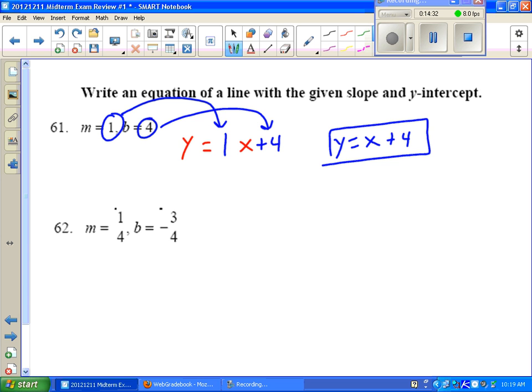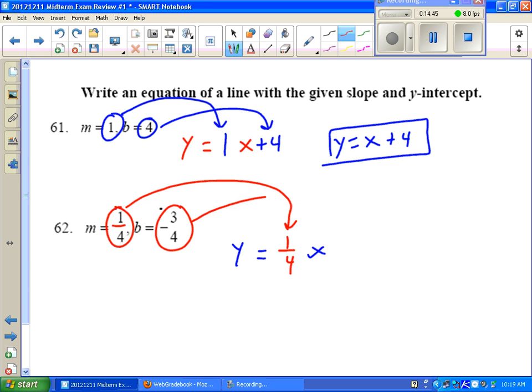For the next one, you can do likewise. Leave y, leave equals, and leave x. Plug in m, which is 1/4 in place of m, so 1/4 x, and b, which is negative 3 over 4, so negative 3 over 4. So y equals 1/4 x minus 3 over 4.